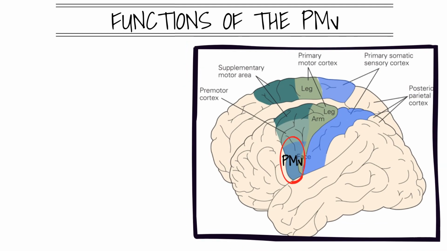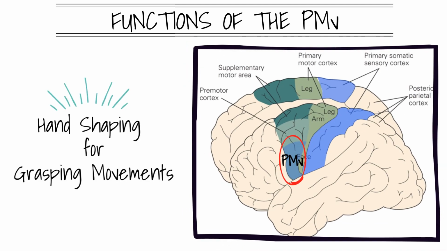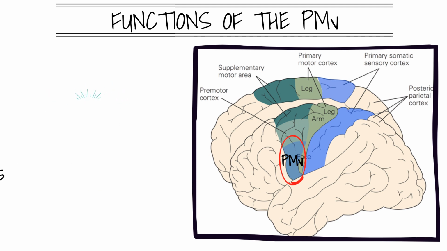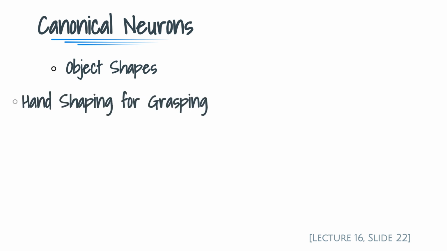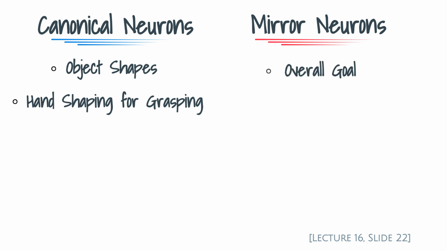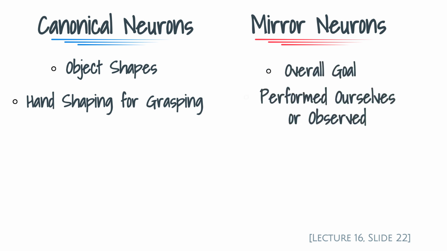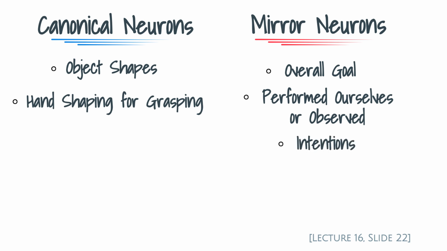The PMV is involved in hand shaping for grasping movement. The PMV more broadly encodes actions to produce dexterous control of the hands. PMV neurons are sensitive to all grip types, but are most sensitive to precision grip using the index finger and the thumb. Canonical neurons in the PMV are sensitive to object shapes such as bars, rods, or cylinders, and aid in the shaping of the hand for grasping actions. Mirror neurons in the PMV represent the overall goal of an action, regardless of whether you perform the movement or observe someone else doing it, to help us understand the intentions of others based on their movements.